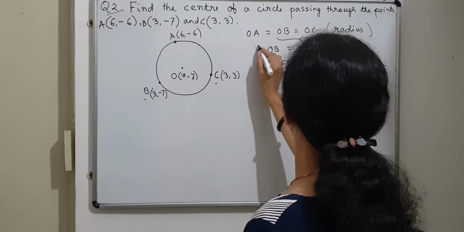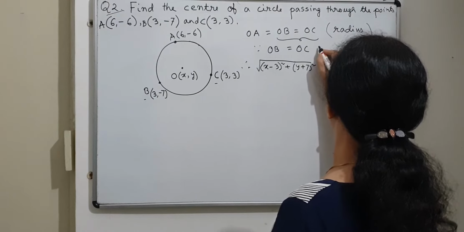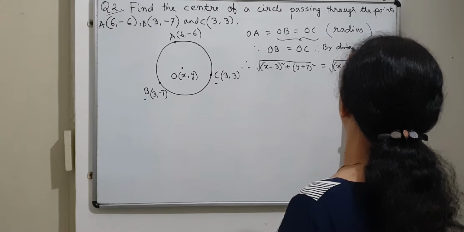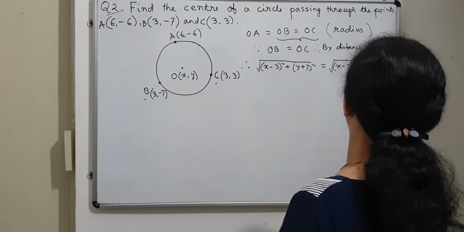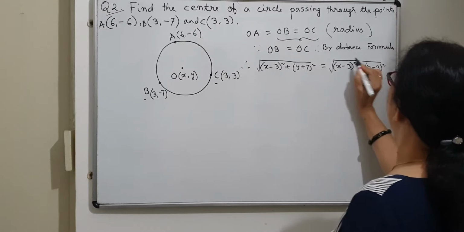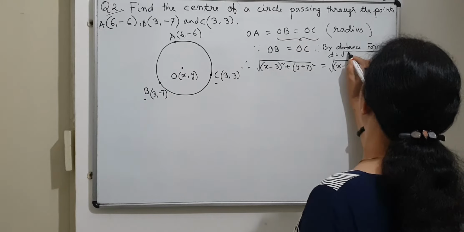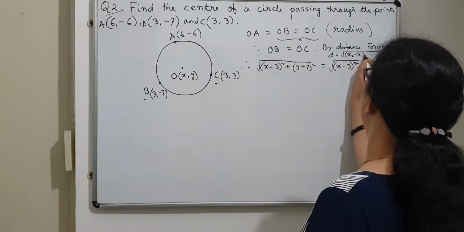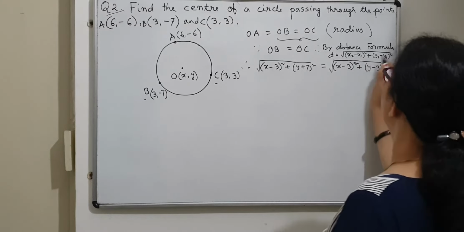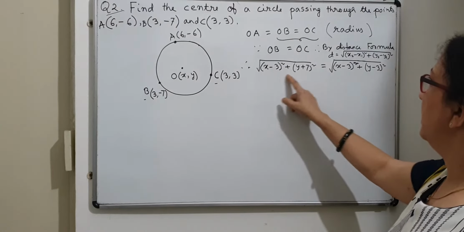So therefore, this you can write by using the distance formula. Therefore, by distance formula, this you should write. And what is the distance formula? If you write that one, that will be better. Distance D is equal to under root (x2 minus x1) whole square plus (y2 minus y1) whole square. So this distance formula I have used to find the values of OB and OC.